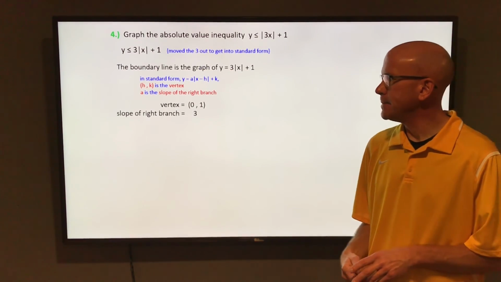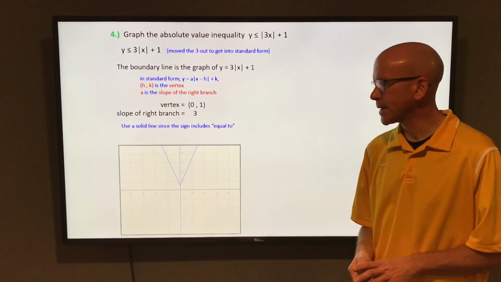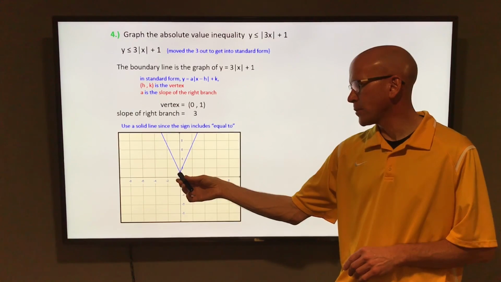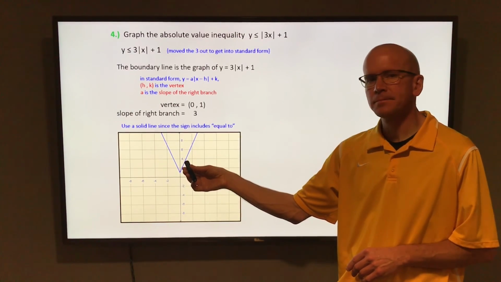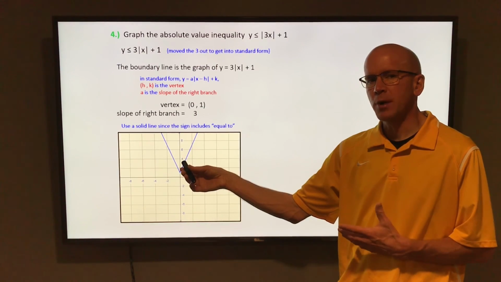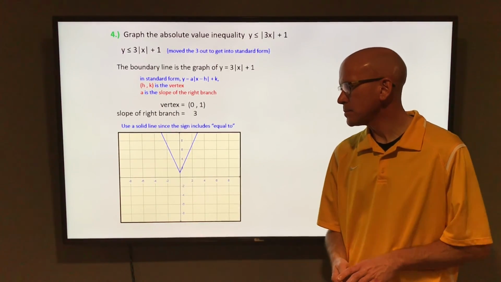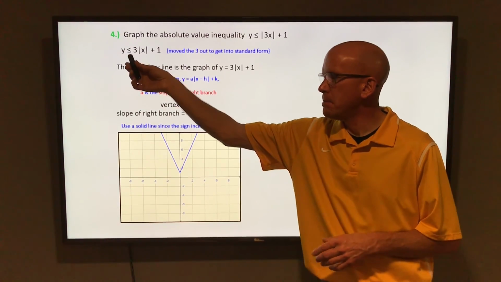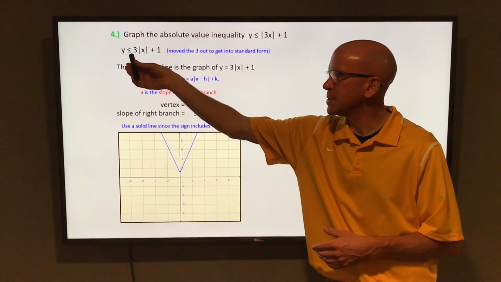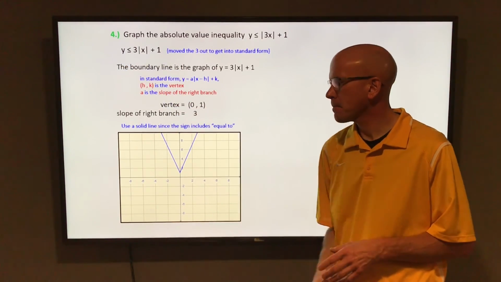So for your boundary, to get started, put a point at 0, 1. That is the vertex. And from that vertex, the slope of the right branch is 3. Go up 3 and to the right one. And the slope of the left branch is negative 3. Go up 3 and to the left one. So that is the boundary, and I told you we would be shading below that boundary line because when it's in general or standard form, you shade in the direction of the inequality sign.